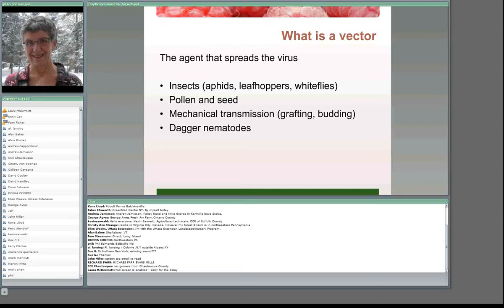Some virus diseases are spread by insects, most commonly aphids and leafhoppers, or other pests with piercing, sucking mouth parts. Some viruses are spread by pollen or seed, and these are very difficult to control. Other viruses can be spread by mechanical transmission that takes place when there's grafting or budding done on the plant. And there are nematodes, particularly the dagger nematode, that can spread viruses from plant to plant.